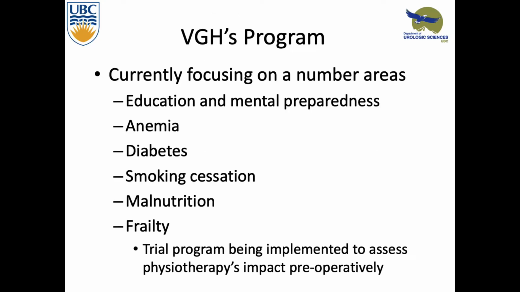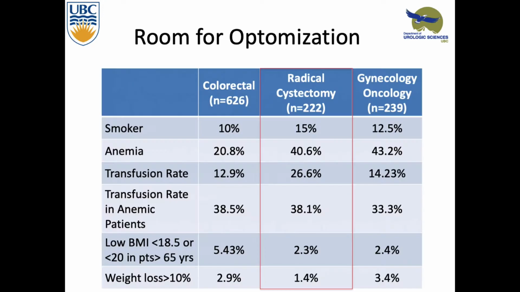So taking a look at VGH's program, they're trying to educate patients and get them mentally prepared for surgery. They're focusing on anemia, diabetes, smoking cessation, malnutrition, and frailty. There's actually a trial program right now, more in general surgery, looking at physiotherapy's impact preoperatively on patients' postoperative outcomes. So these are some slides from Dr. Kelly Mason of anesthesia. She's heavily involved in this.